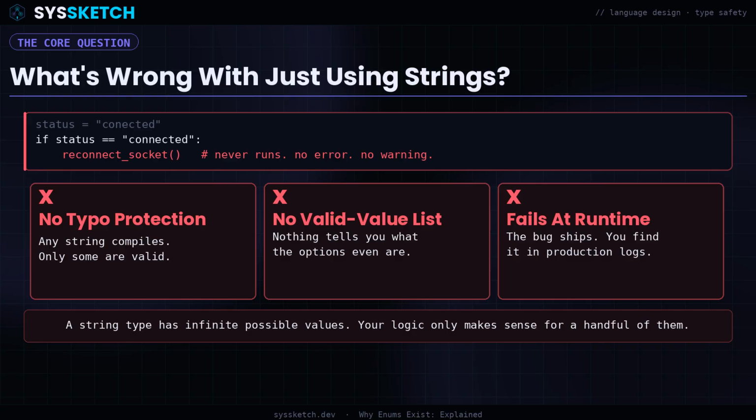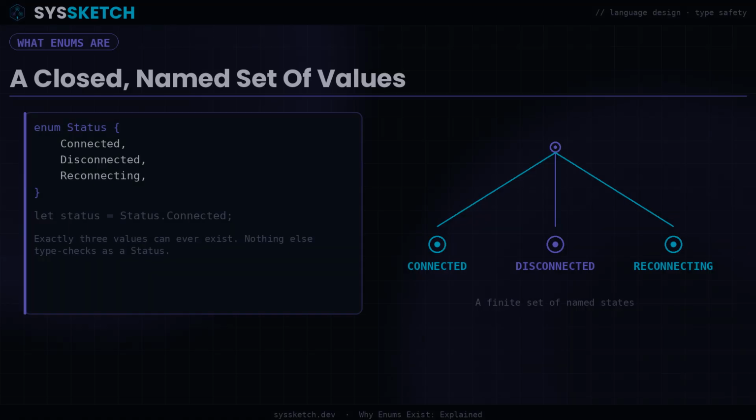That's the core problem with using strings or raw integers to represent a fixed set of states. A string type accepts infinite possible values. Your logic only ever makes sense for a small handful of them: connected, disconnected, reconnecting. But the compiler has no way to know that, because as far as it's concerned, a string is a string. The bug doesn't announce itself at compile time. It waits, it ships, and you find it later in production logs wondering why reconnection logic that looked correct never actually ran.